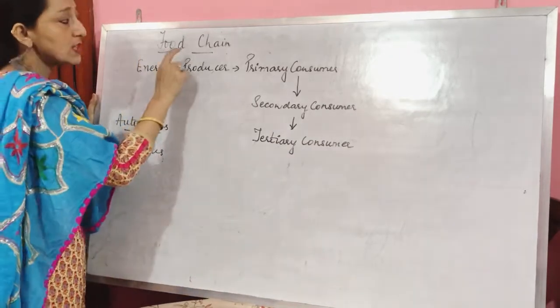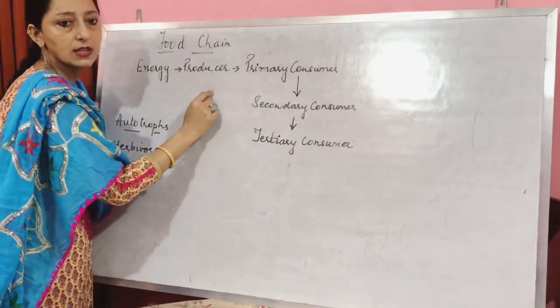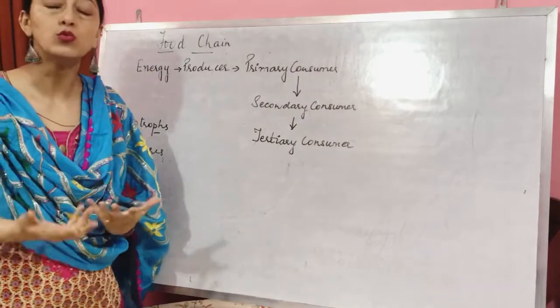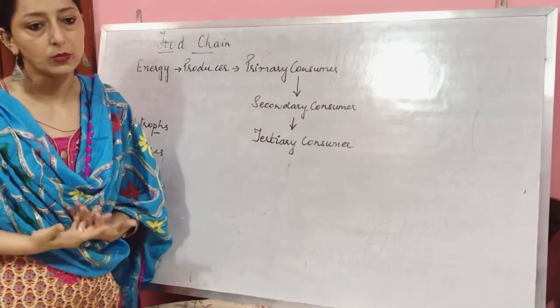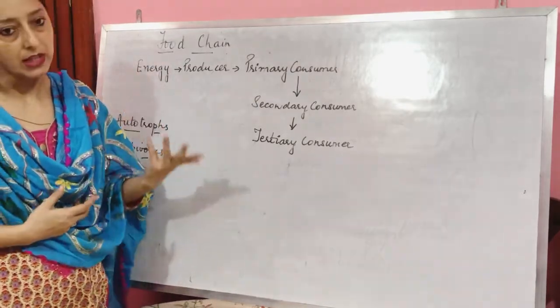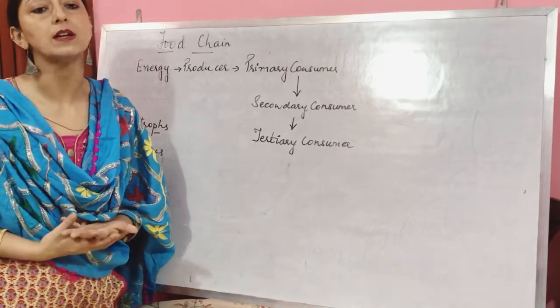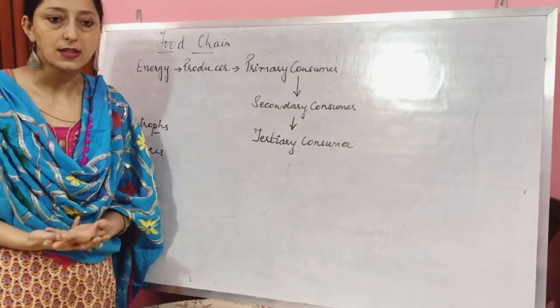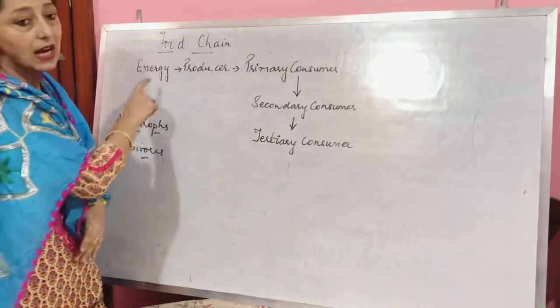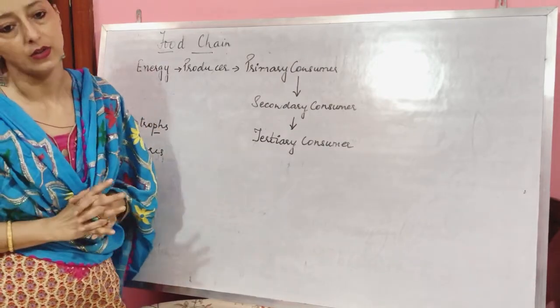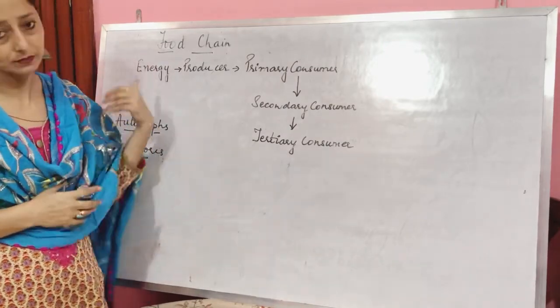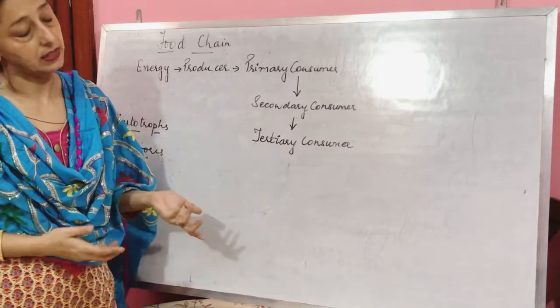So what is a food chain? It is a sequence of who eats whom in a biological community, that means in an ecosystem, to obtain their nutrition. Or we can say a food chain starts with an organism that makes its own food.